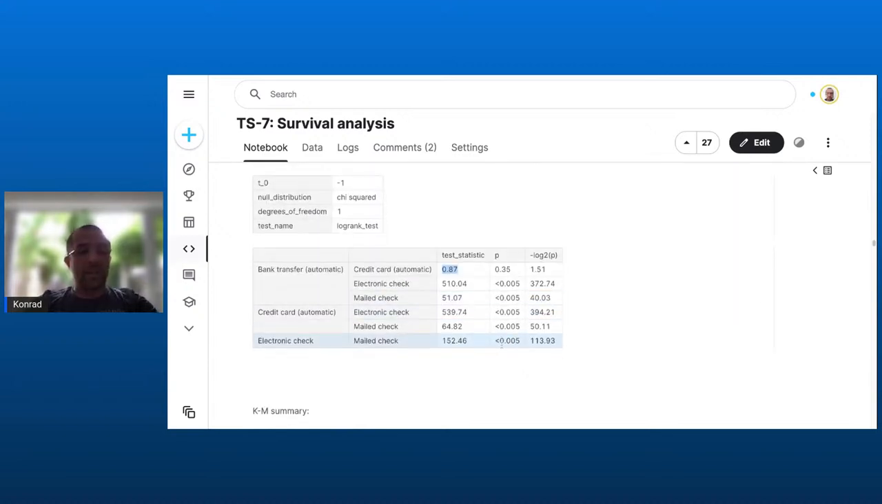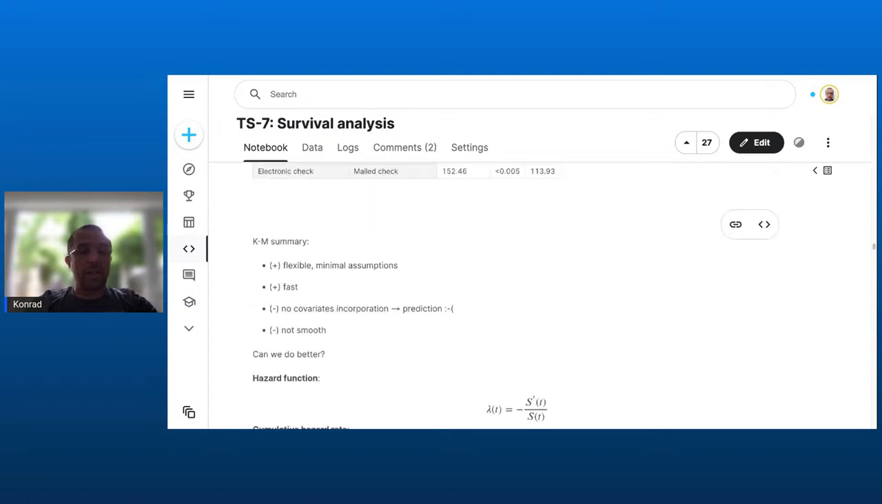To summarize this part, it's pretty flexible. The Kaplan-Meier estimator has minimal assumptions. We just need to observe some censored data. It's fast. The issue is it's not terribly useful for prediction because we cannot incorporate any covariates. So the only thing we can say in terms of prediction is really that we assume the future distribution will be the same as it's been in the past, which is not necessarily true.